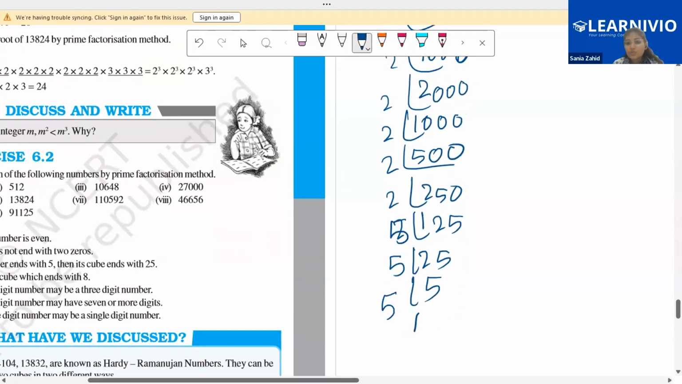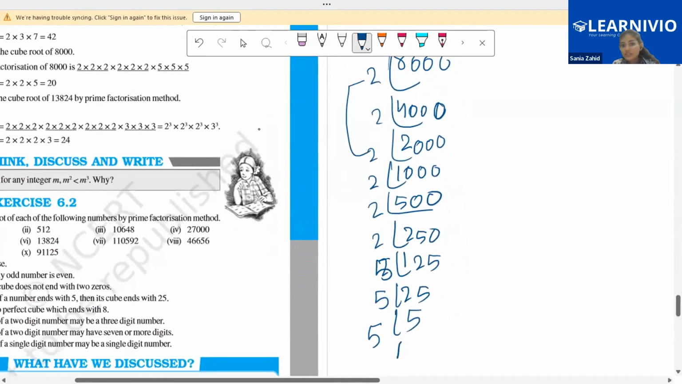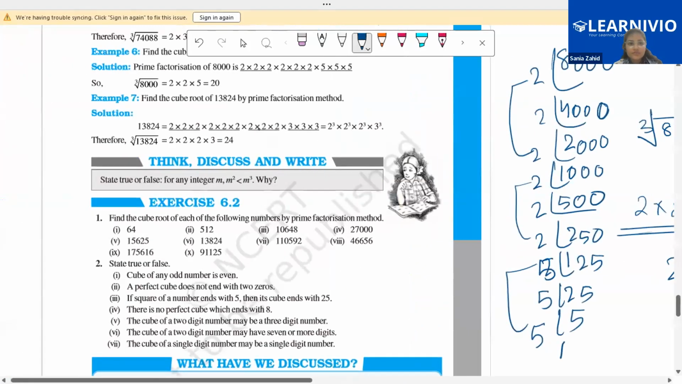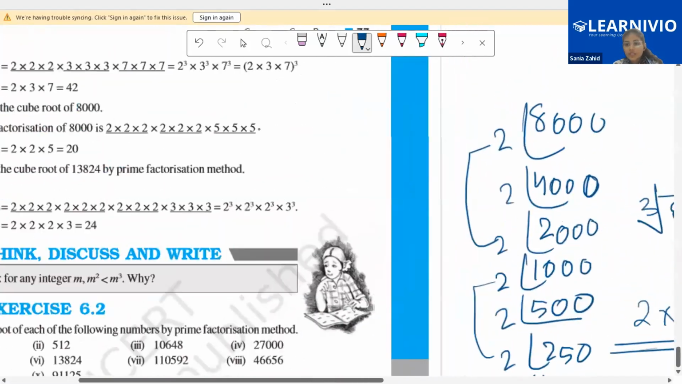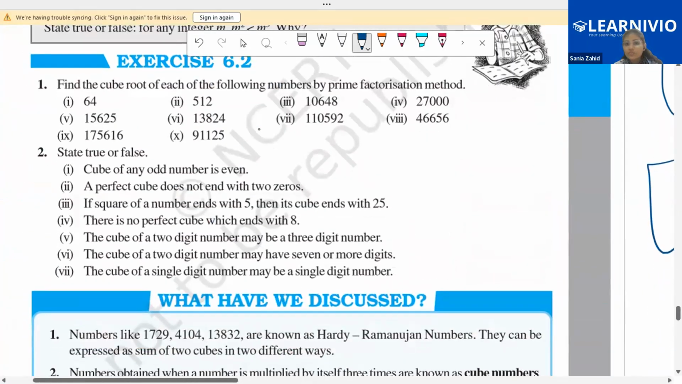Okay, and now you look at the triplets. So first you have these, then these numbers, and then these numbers. So you will have 2 into 2 into 5. So what's your answer? 20 is the answer. So the cube root of 8,000 is 20. Okay, children? Yes, ma'am.